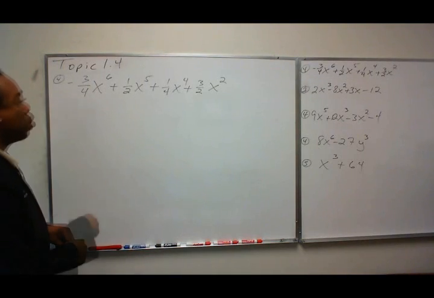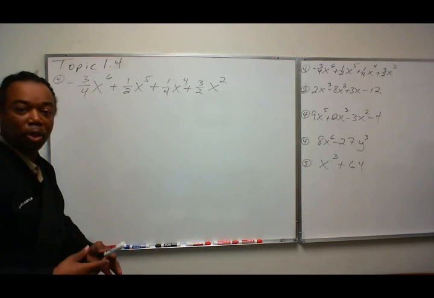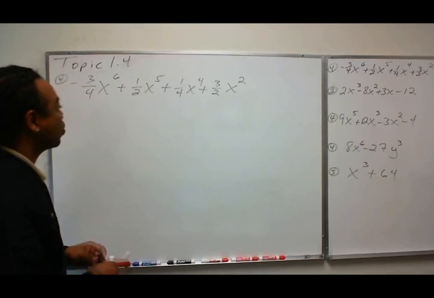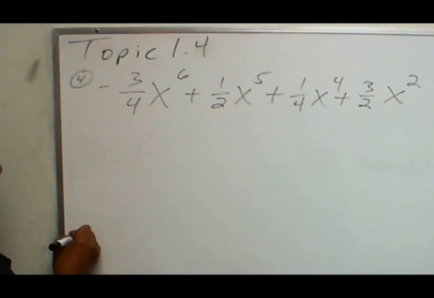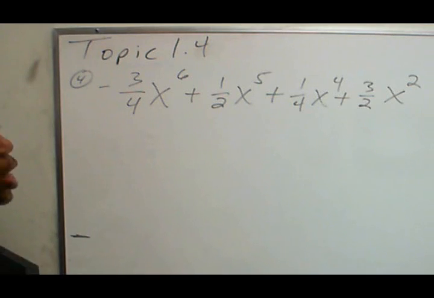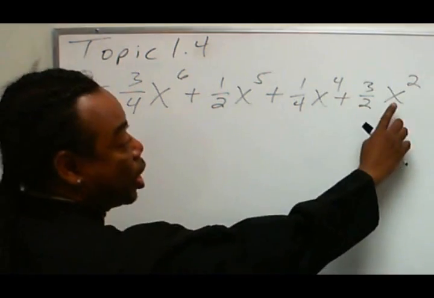Topic 1.4, problem number 4. We want to factor this polynomial, so we want to reverse the process of multiplication and division, see what it used to be. Now, because it leads with a negative, I know someone must have multiplied this by a negative, so we're going to remove that. And look for the greatest common factor, the GCF, which is going to be x squared.